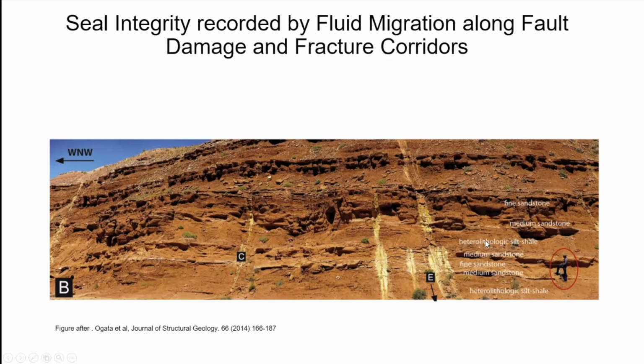This is a photograph of a fracture corridor associated with a fault system, where this bleached area, all these bleached lineaments, are basically associated, according to the authors, Ogara et al., with the reaction of CO2 on the host rock, which shows a kind of paleo fluid flow, and that there was no seal integrity in this aquitard sequence.